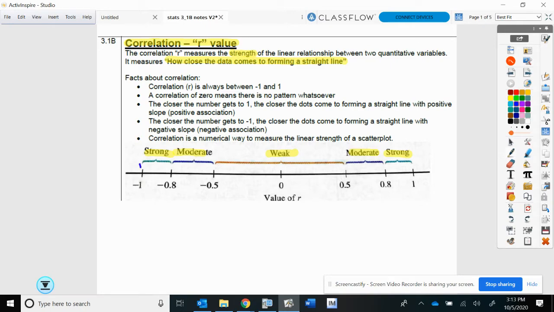So some of the things about correlation that you need to know is that correlation is always measured between -1, the lowest it can go, and +1, which is the highest it can go. Anything that is positive means that it has a positive association, so the data points are going to be going up. Anything that would be negative would have a negative association.